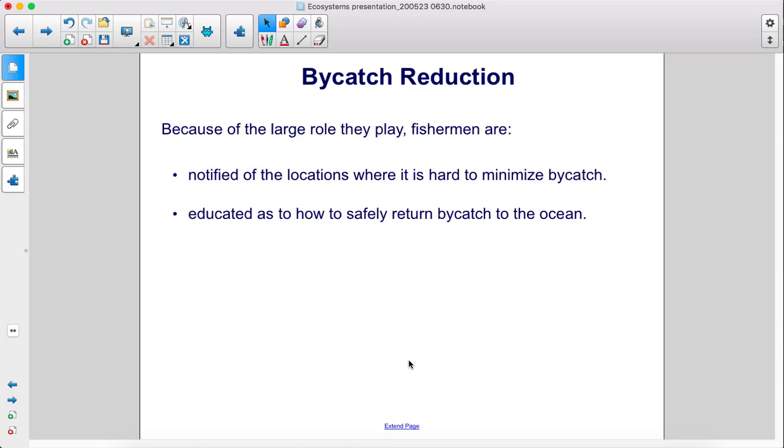Because of the large role they play, fishermen are notified of the locations where it is hard to minimize bycatch and educated as to how to safely return bycatch to the ocean.